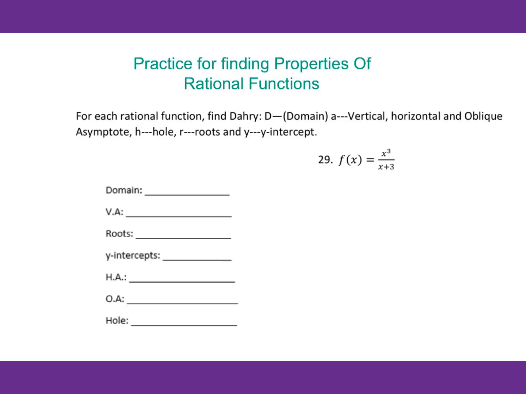Today's lesson is about practice for finding properties of rational functions. For each rational function, find D-A-H-R-Y. D stands for domain. A stands for vertical, horizontal, and oblique asymptote. H stands for the hole. R stands for the roots. Y stands for y-intercept. For 29, f of x equals x to the third power over x plus 3.